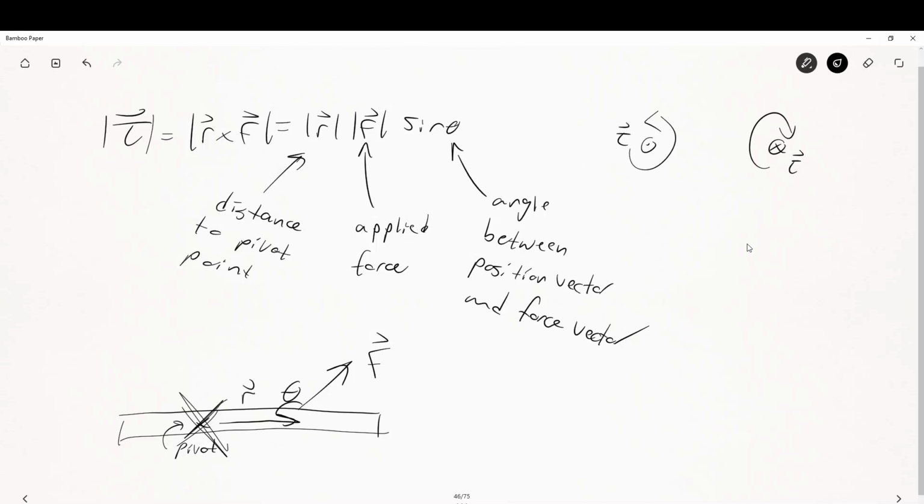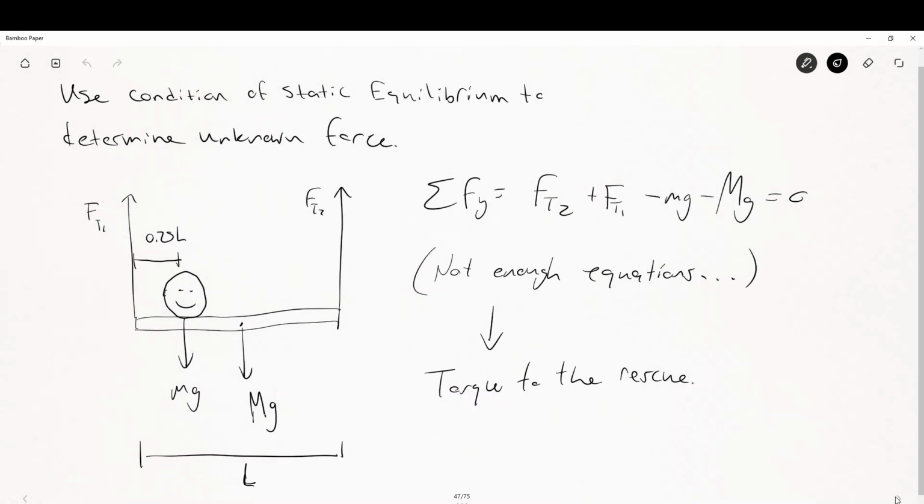Just a reminder that torque coming out of the page is counterclockwise, and torque going into the page is clockwise in terms of its rotation. This would be a positive Tz and a negative Tz. And we are going to express things in terms of the Z component of the torque when we're working on it.